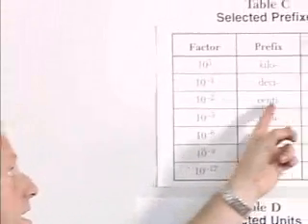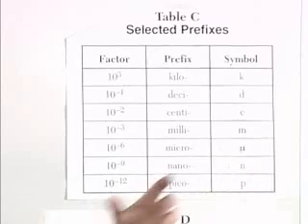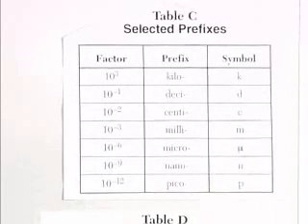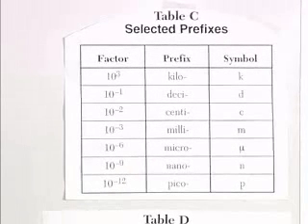Now there are two ways to do it. The first way is to come over here to Table C and Table D. Table C is too confusing. So we're not going to go over Table C except to tell you that there is Table C if you need to use it, but it also shows you the symbols. Kilo is K, deci is D, centi is C, milli is M, and so on. So if you're talking about milli, well, you're talking about milliliters.